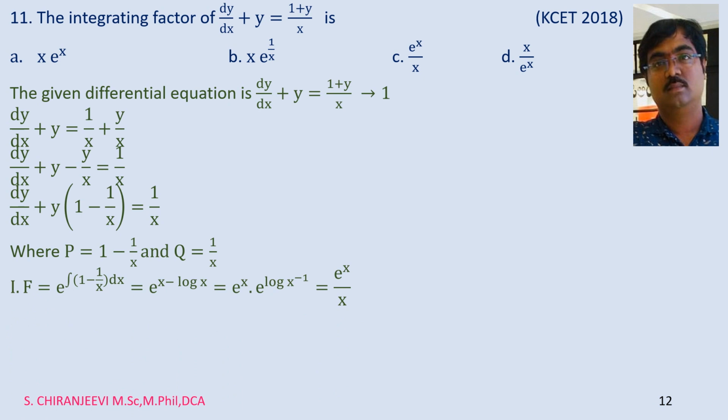Now the integrating factor is e power integral 1 minus 1 by x dx. So integration of 1 is x and integration of 1 by x is log x. So we can write this as e power x into e power minus log x. So e power minus log x can be taken as e power log x power minus 1. So e and log will cancel, x power minus 1. So integrating factor is e power x divided by x. So the option is C.